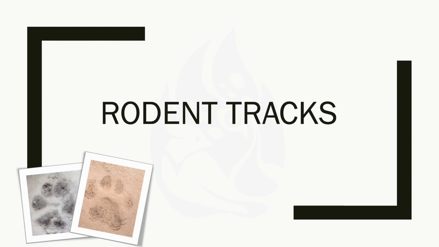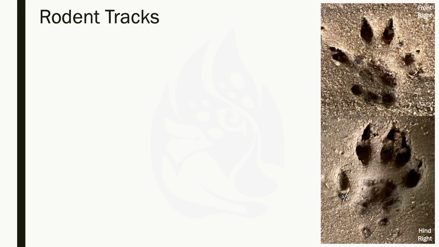Let's look at rodent tracks and the key features you'll use to identify them and distinguish them from other species. In this case, when we're looking at rodent tracks, we're discussing small to medium-sized rodents, okay? So these would be like your squirrels, your chipmunks, rats, mice, and various other smaller species.